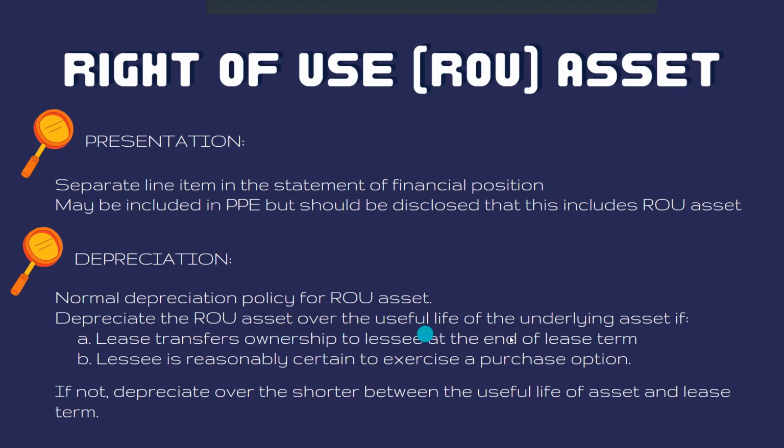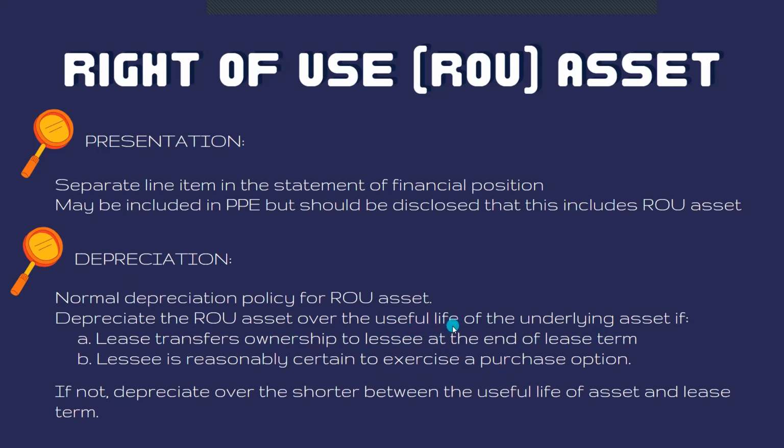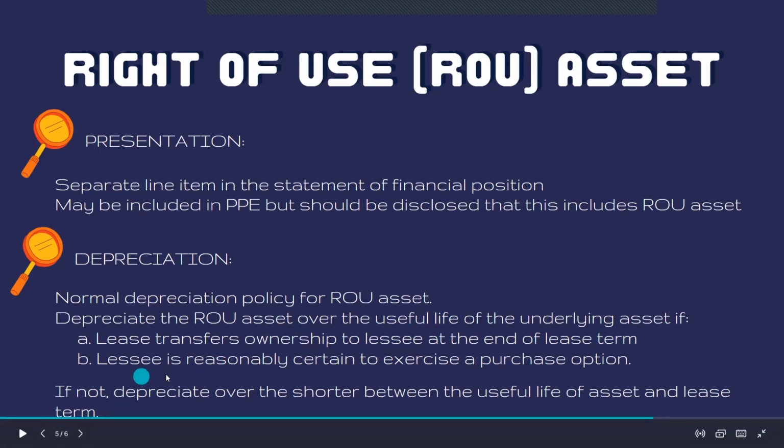Or kapag merong purchase option, so merong binigay ng option sa'yo na pwede mo itong bilhin at the end and reasonably certain na i-exercise mo itong option na to. If that's the case, you should depreciate the ROU asset over its useful life. But if it is not the case, you should depreciate it over the shorter term between the useful life of the asset and lease term. So, kunyari, ang useful life ng asset 10 years, di ba?